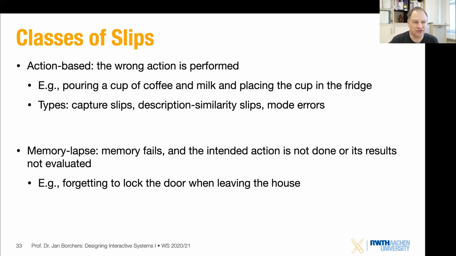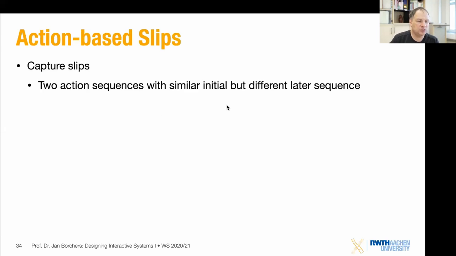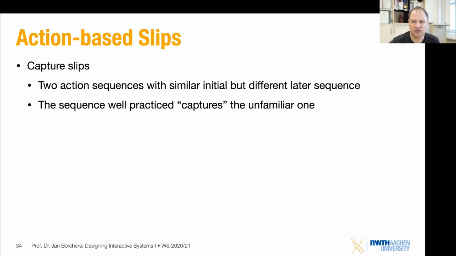So let's look at these action-based slips in a little more detail first, where you perform the wrong action. I said there's several subtypes here. Capture slips are ones where you've got two action sequences with a similar starting point or initial sequence, but later on the sequence differs. And in this case, the sequence that is well practiced will capture and overtake, so to say, the unfamiliar one.